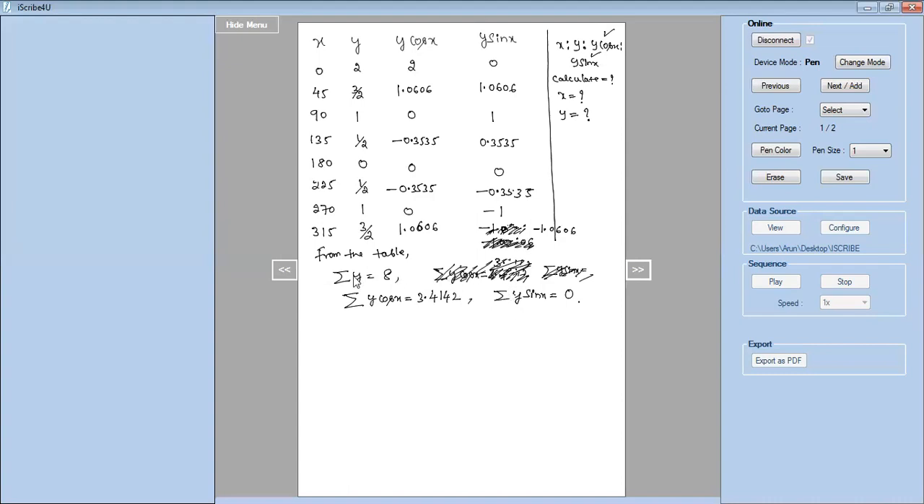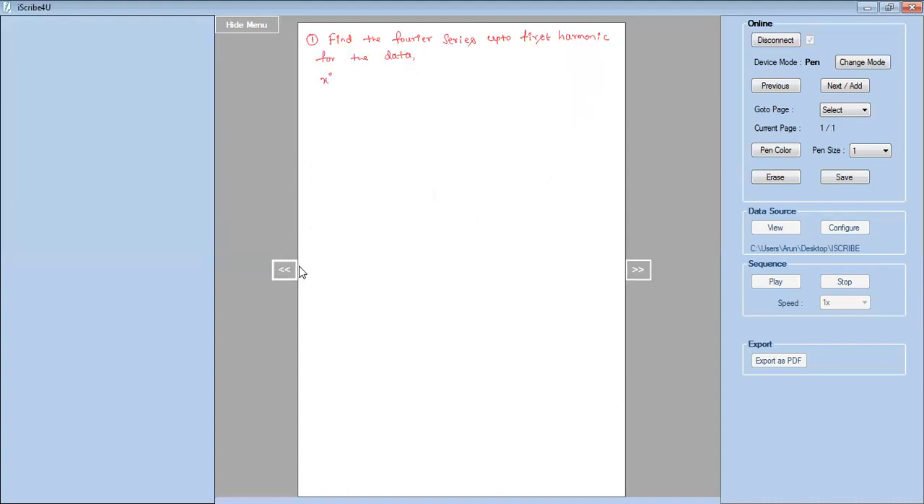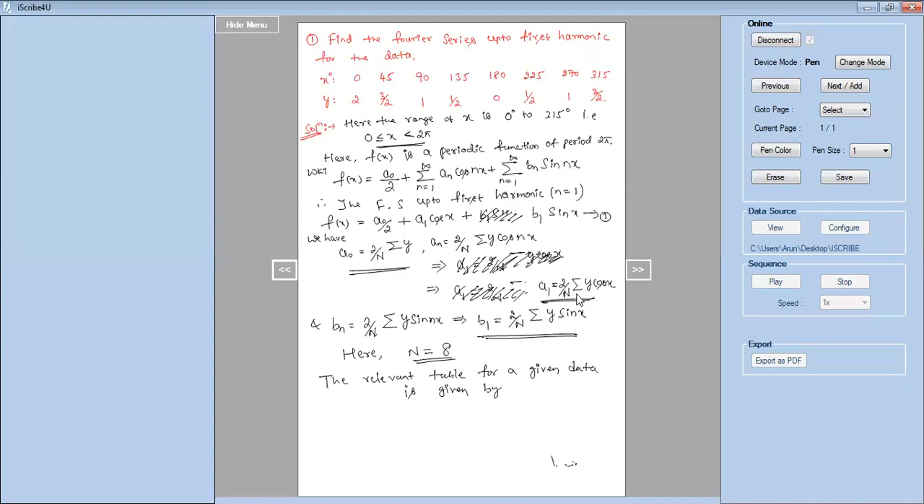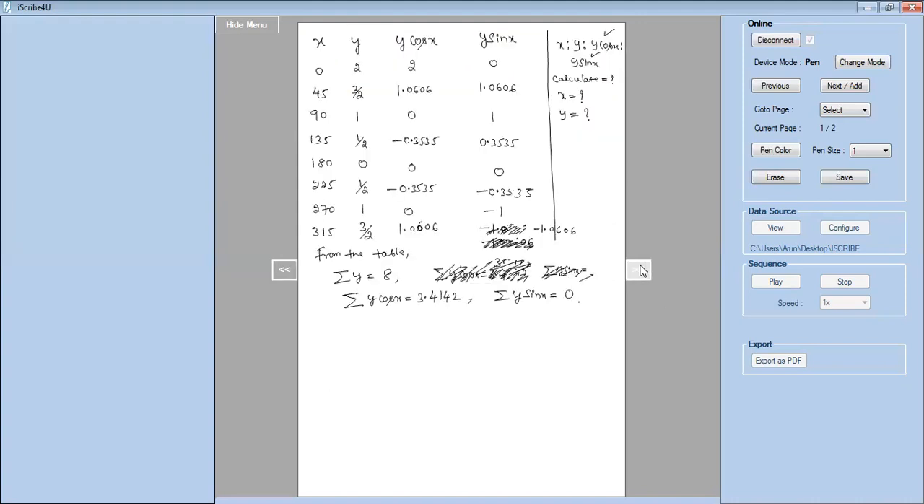Once you get these values, let us substitute them in the formulas for a0, a1 and b1. So, a0 equals, you know the formula for a0 is 2 by n. N means 8, into summation y, which is 8. So this 8 gets cancelled and we get a0 equal to 2. This implies a0 by 2 equals 2 by 2, which is 1. So the value of a0 by 2 is 1. Next, a1. So a1 is 2 by n.